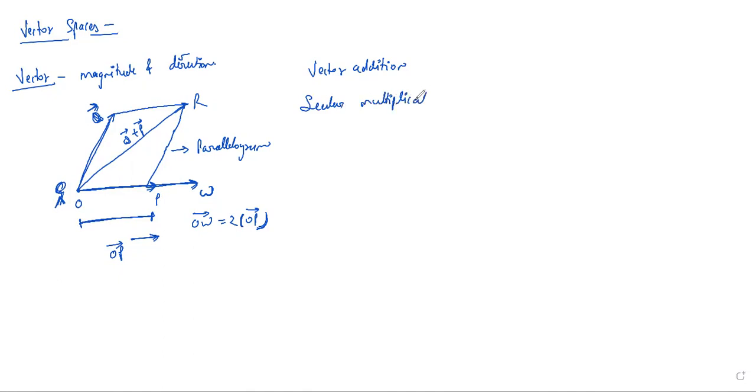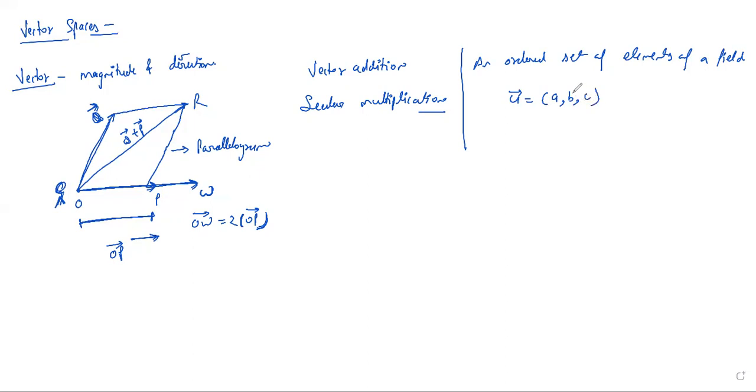So what is a vector? A vector is an ordered set of elements of a field, represented as, let's say, this is our vector U which has corresponding elements A, B and C. Now let's understand vector addition and scalar multiplication separately. Let's say I have two vectors, vector U and another vector V, which has elements A dash, B dash and C dash. Then the sum of these two vectors, U plus V, becomes A plus A dash, B plus B dash, C plus C dash. And there is some scalar K, and if I multiply this scalar with the vector U, it becomes KA, KB and KC.